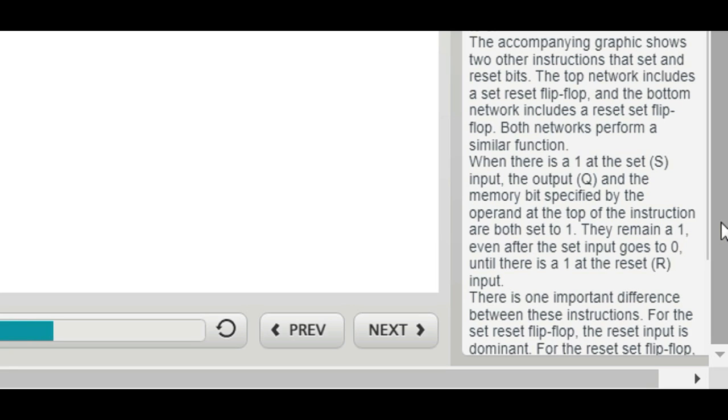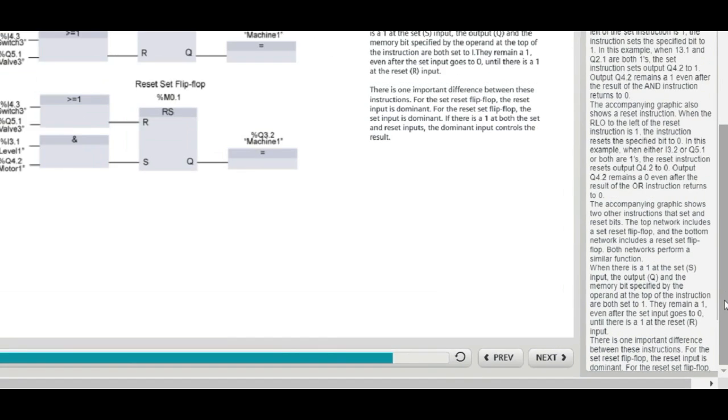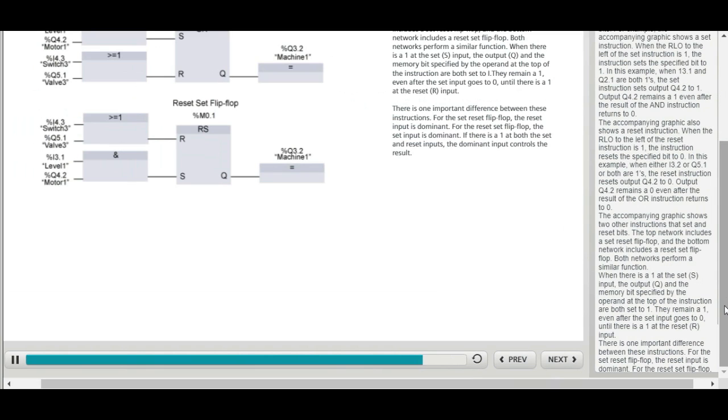There is one important difference between these instructions. For the set-reset flip-flop, the reset input is dominant. For the reset-set flip-flop, the set input is dominant. If there's a 1 at both the set and reset inputs, the dominant input controls the result.